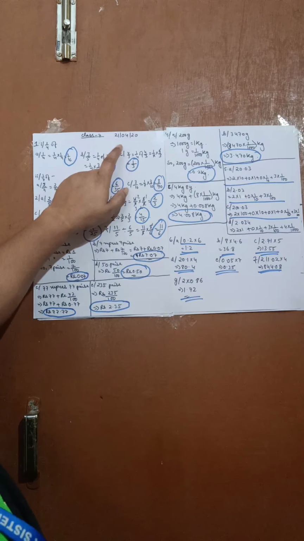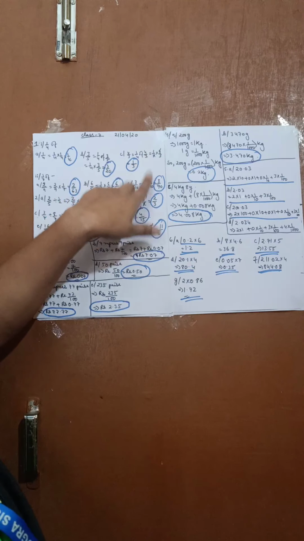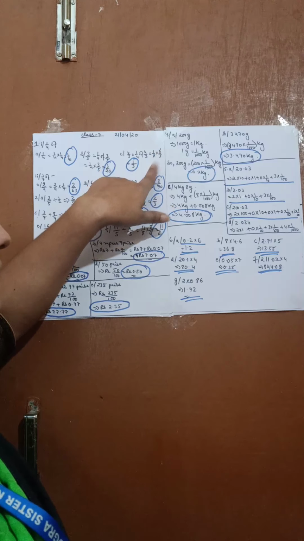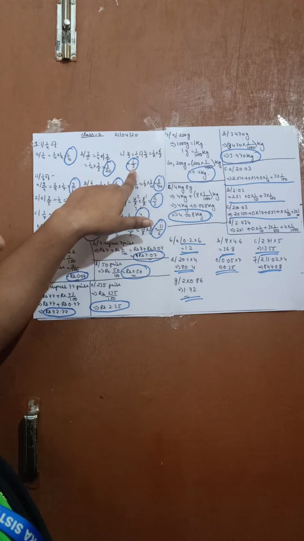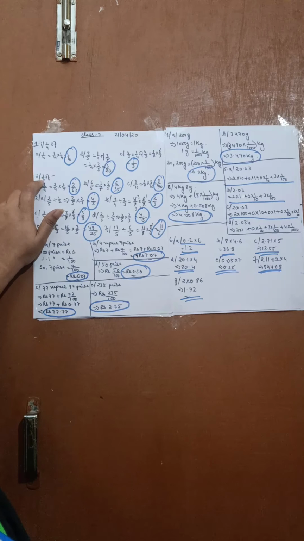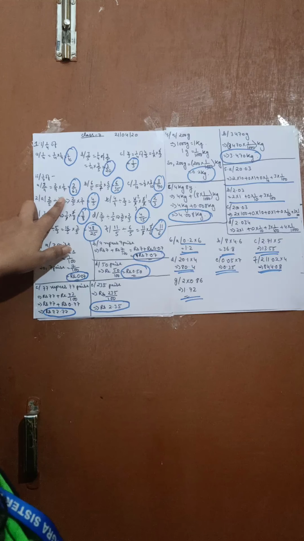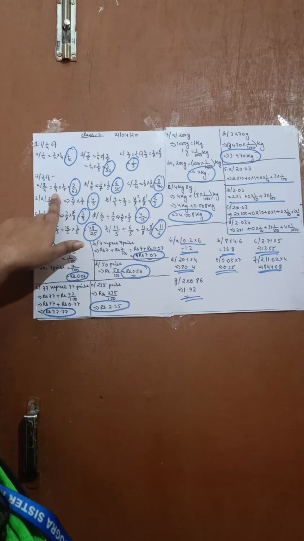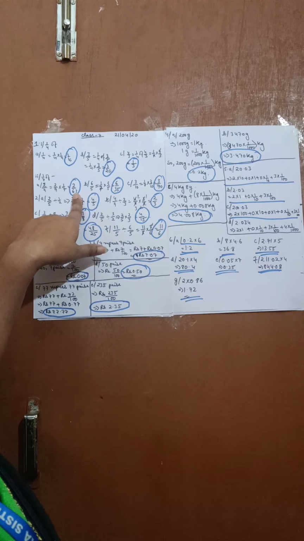Number C is 1 by 4th of 4 by 3, which is 1 by 4th into 4 by 3. So 4 gets cancelled. So the answer will be 1 by 3. Number 2 is 1 by 7 of number A, 2 by 9. So it is equal to 2 by 9 into 1 by 7. So 2 into 1 is 2, 9 into 7 is 63. So the answer of question number A is 2 by 63.